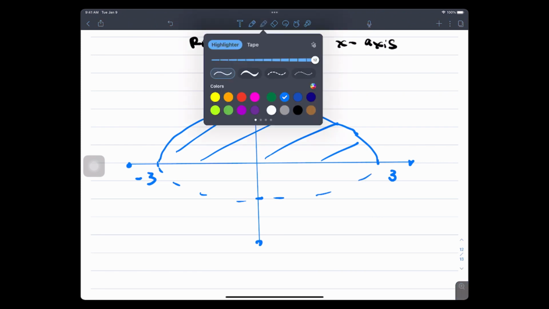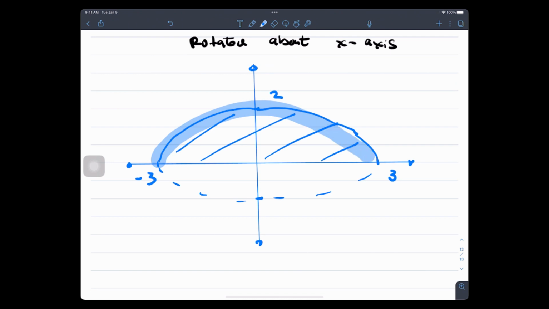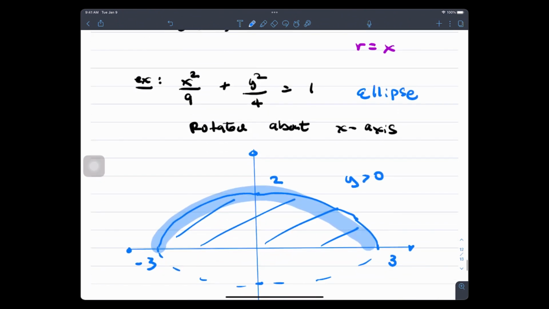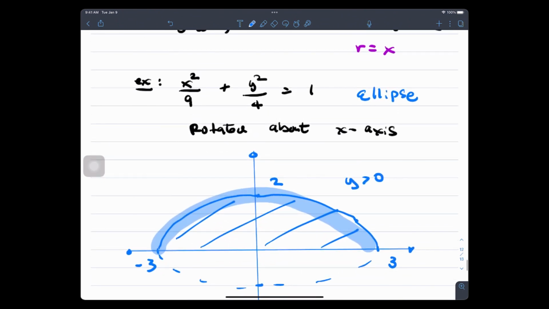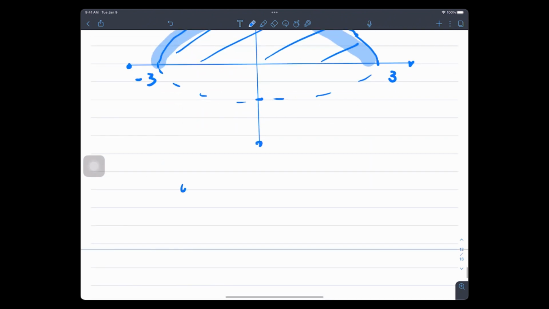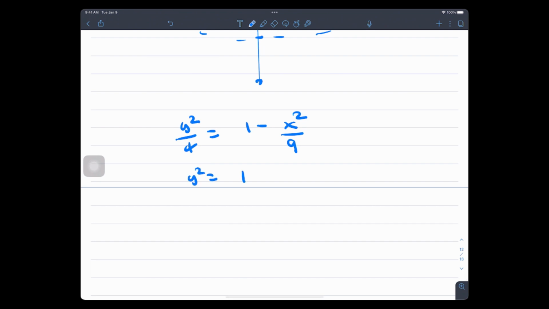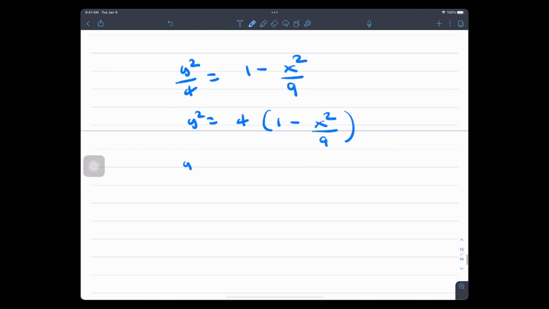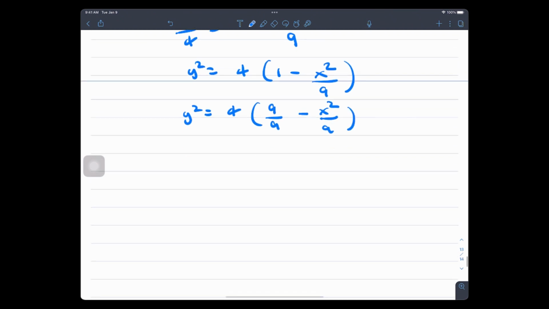How do you get the top half of this equation here? Do you guys know? This is where the y values are positive. You're going to have to solve this for y. So you might say y squared over 4 is 1 minus x squared over what? 9. Which means y squared is going to be 4 times 1 minus x squared over 9. So y squared now is 4 times 9 over 9 minus x squared over 9. We're solving for y, so y squared is actually 4/9.